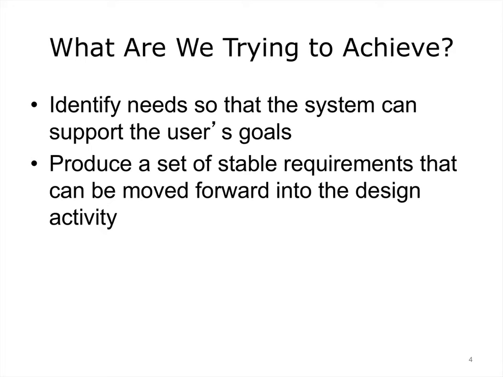We can look at this slightly differently and answer the question of what we are trying to achieve. There are basically two aims. The first is to identify needs so that the system can support the user's goals. The second is to produce a set of stable requirements that can be moved forward into the design activity.